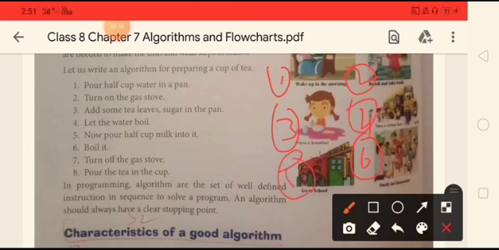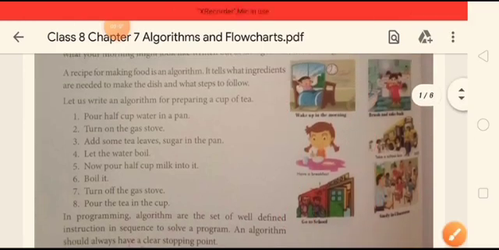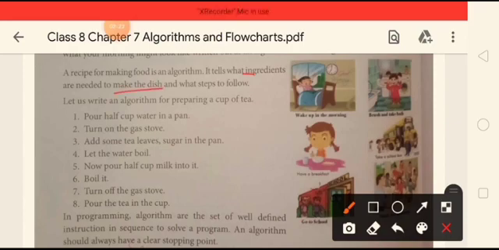Now, a recipe for making good food is an algorithm. It tells what ingredients are needed to make the dish and what steps to follow. For example, you need to make some dish, so you go to YouTube and follow the steps. Those steps for making the food are also an example of an algorithm.